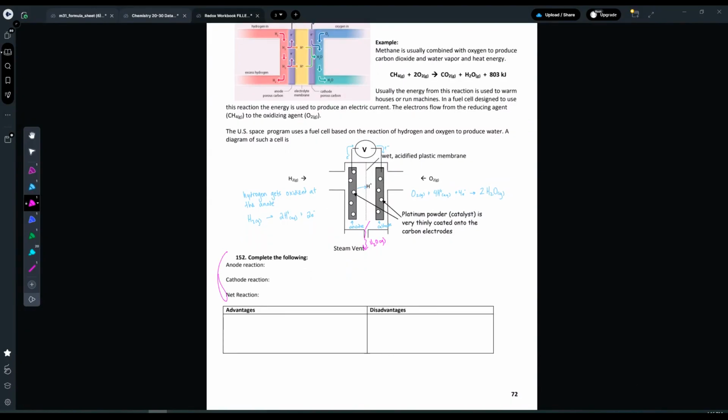And then this next question is related to the fuel cell for the United States space program. So you can use what we've just talked about to help you go through these questions for question 152.